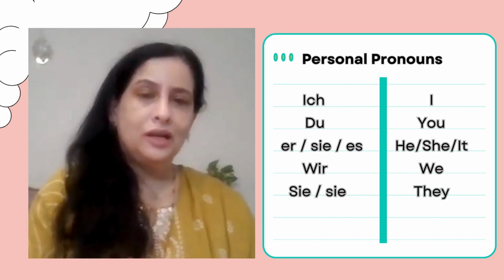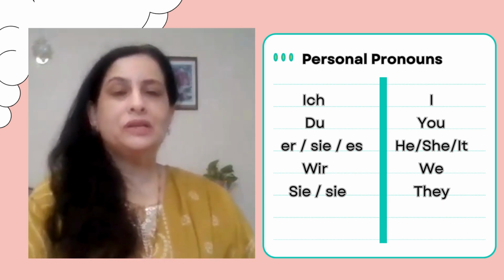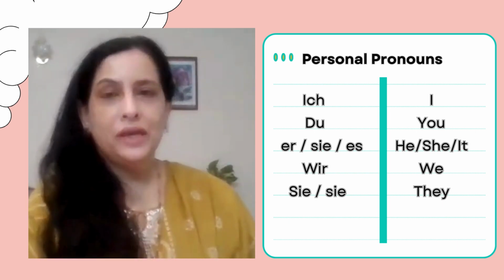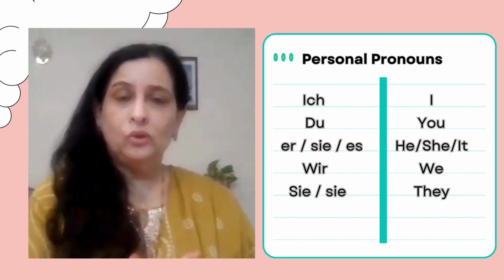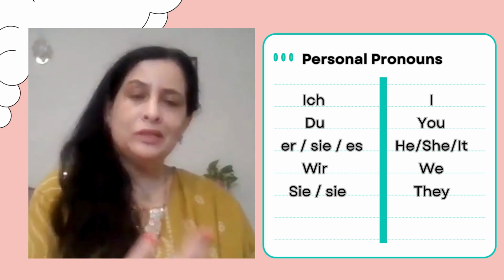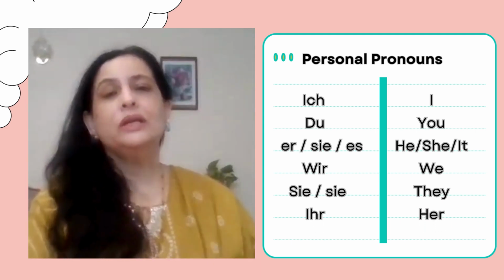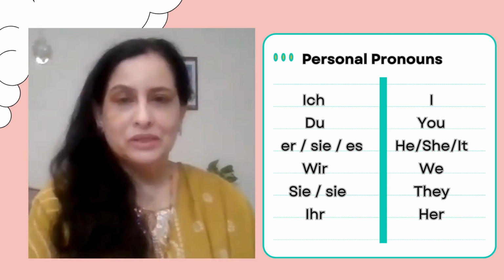Sie and sie. This is like singular formal way, or it is singular informal way also. So it is like they also. And if somebody is elderly or you don't know that person, so with respect you can say Sie. Then ihr. Ihr is actually an informal and plural way. So these are the personal pronouns.